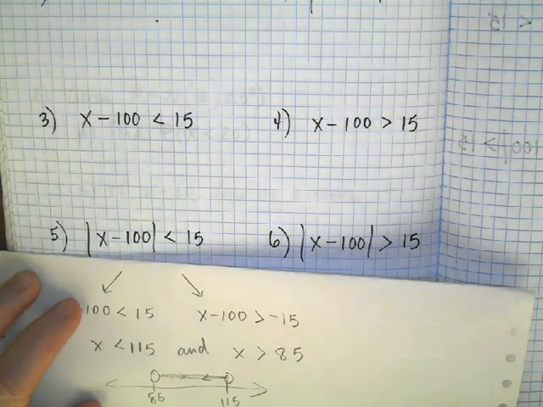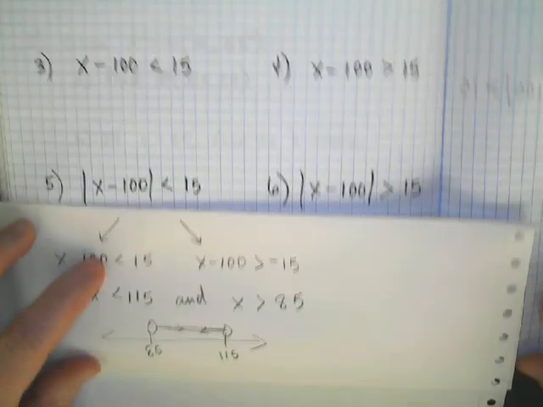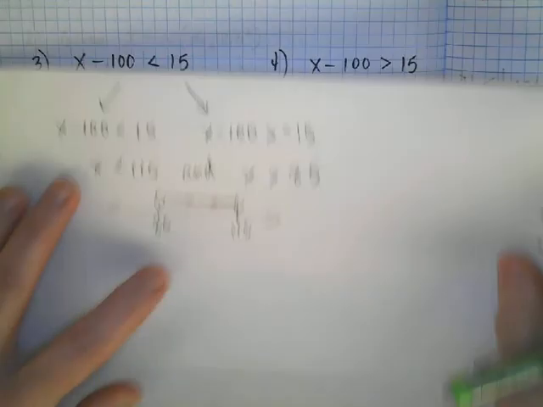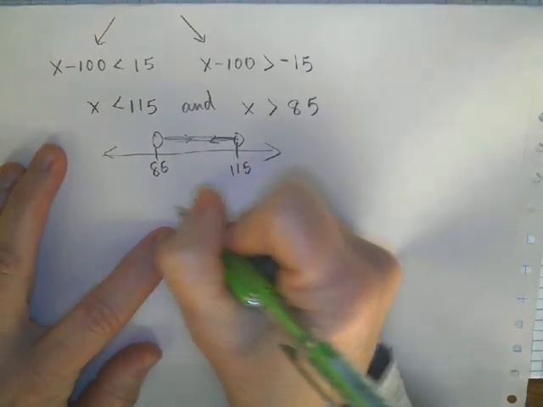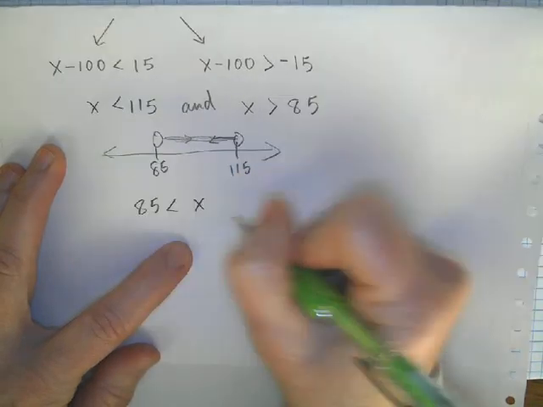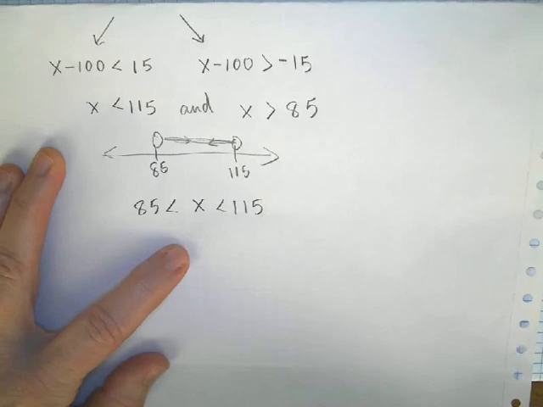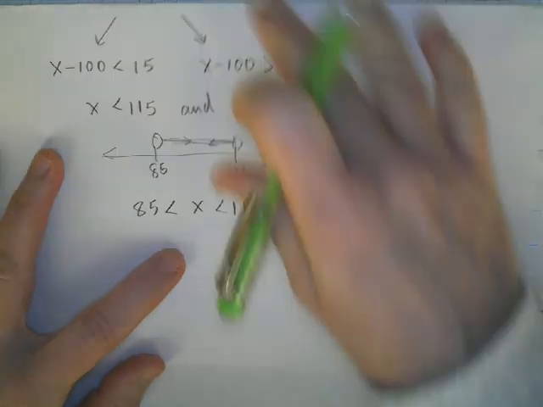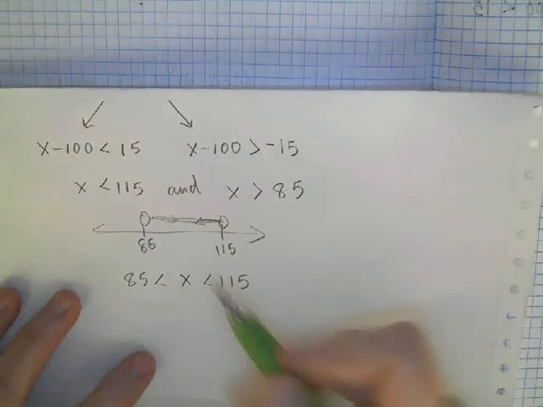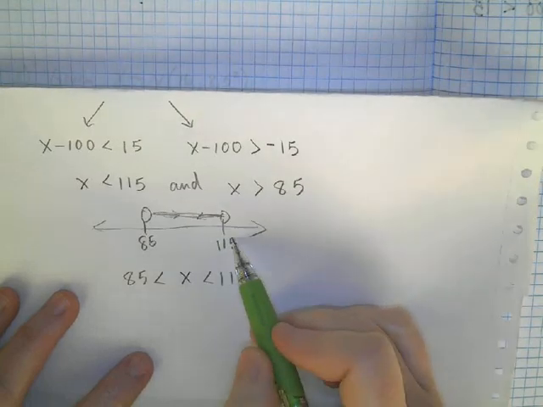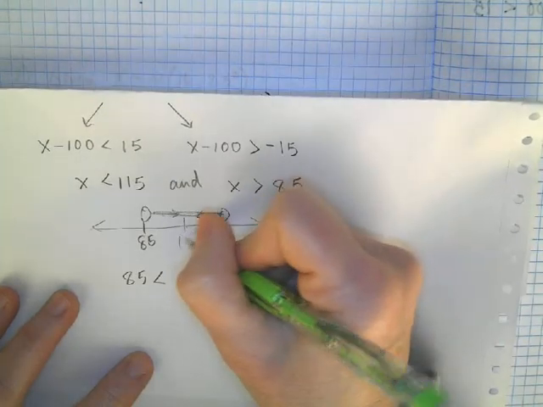So if you remember this back from whenever you learned inequalities, this is an and. We can write an and like this. It's between 85 and 115. There's my solution. X is between 85 and 115. Okay, and then you could test it. We could test a number that's between 85 and 115. Say 100. 100's in between those.